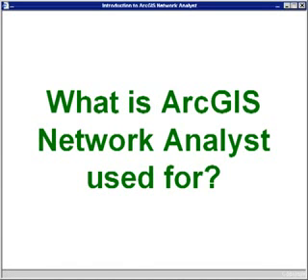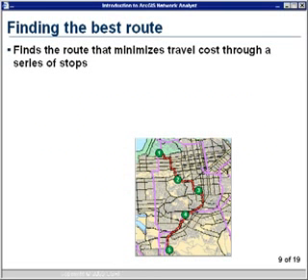So in the last section, I quickly described the types of analysis that ArcGIS Network Analyst can perform. Now, let's take a more detailed look at the functionality in each type of network analysis. One of the most common uses of Network Analyst is finding the best route. This finds the route that minimizes the travel cost through a series of stops.